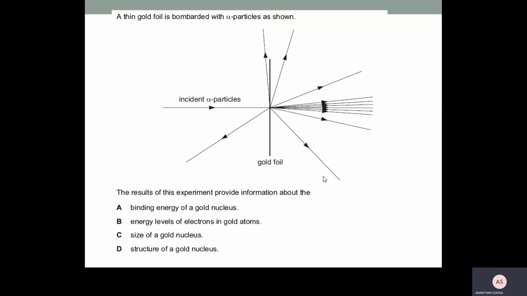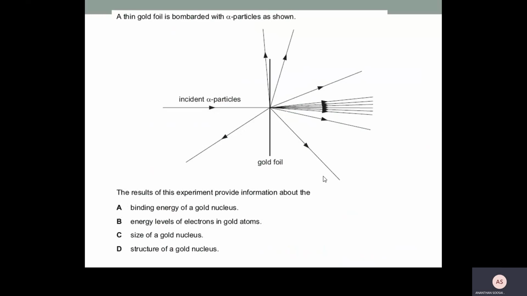This is a tricky one. Let's see. Think carefully. The results of the experiment provide information about what? Okay, the answer, of course, is C or D.